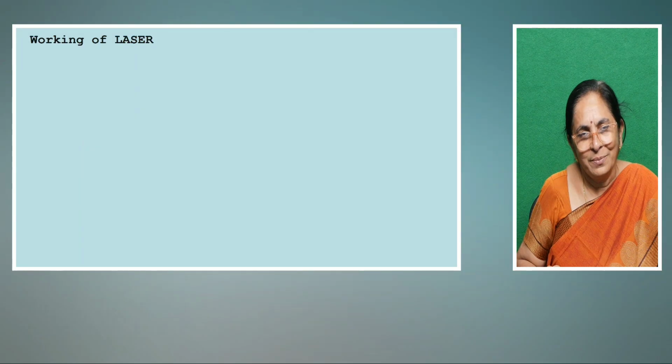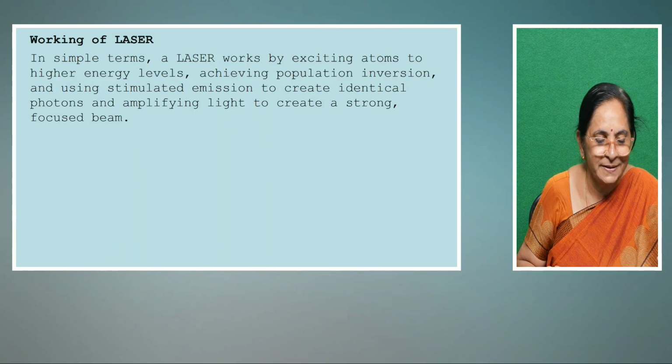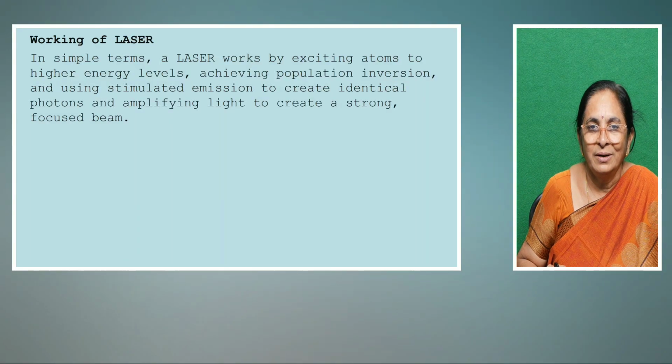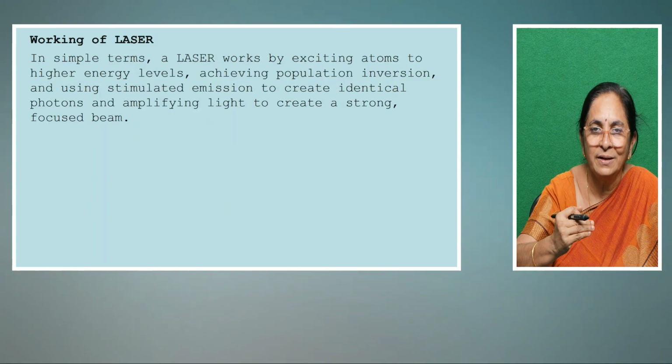Let me now briefly tell you about the working of a laser. First of all, we need to excite the atoms from the ground state to a higher energy level, thus achieving population inversion. Then, by using stimulated emission, we create photons and amplify them so that we get a laser beam. So here also you have three steps. The first step is population inversion: the number of atoms in the excited state becomes more than the number of atoms in the ground state.